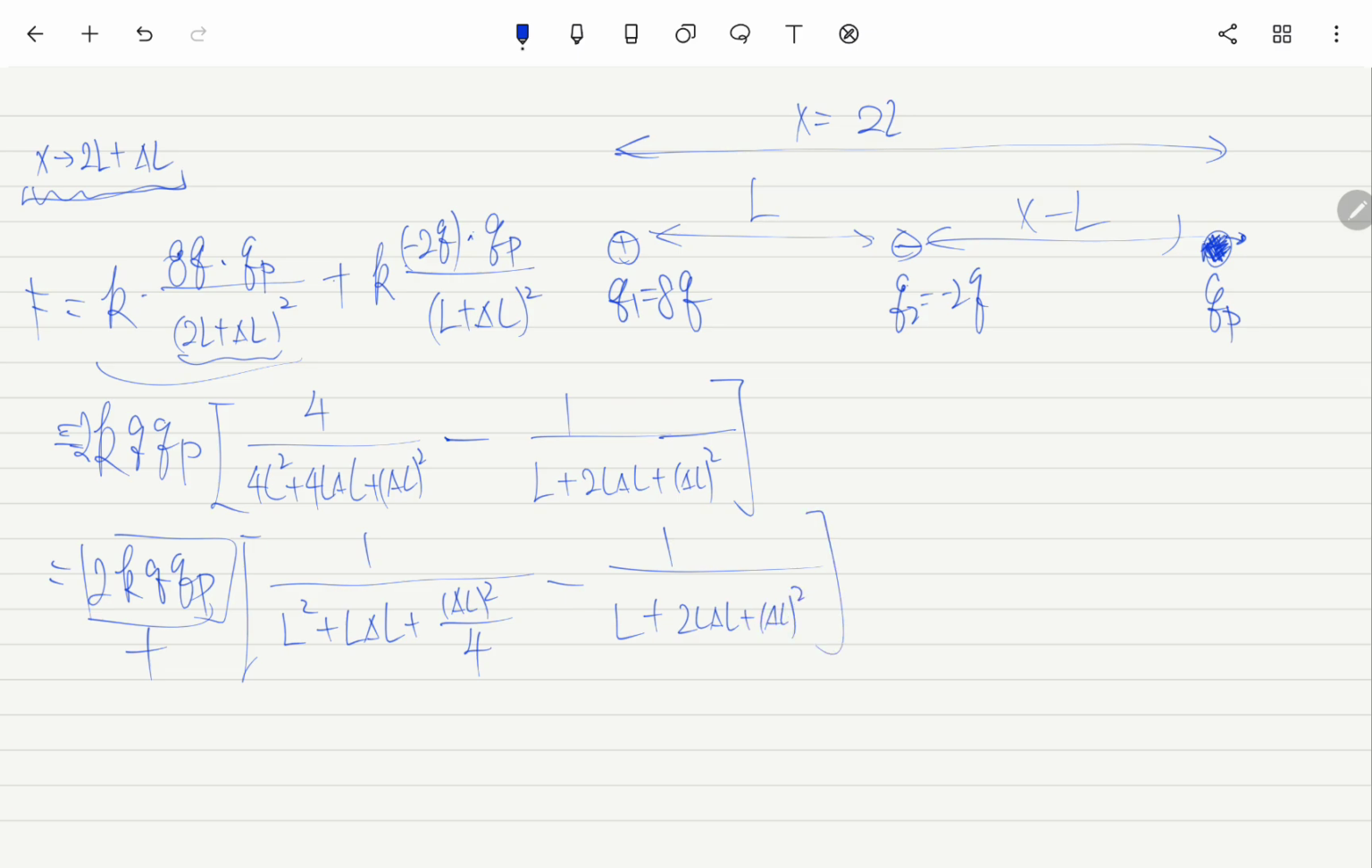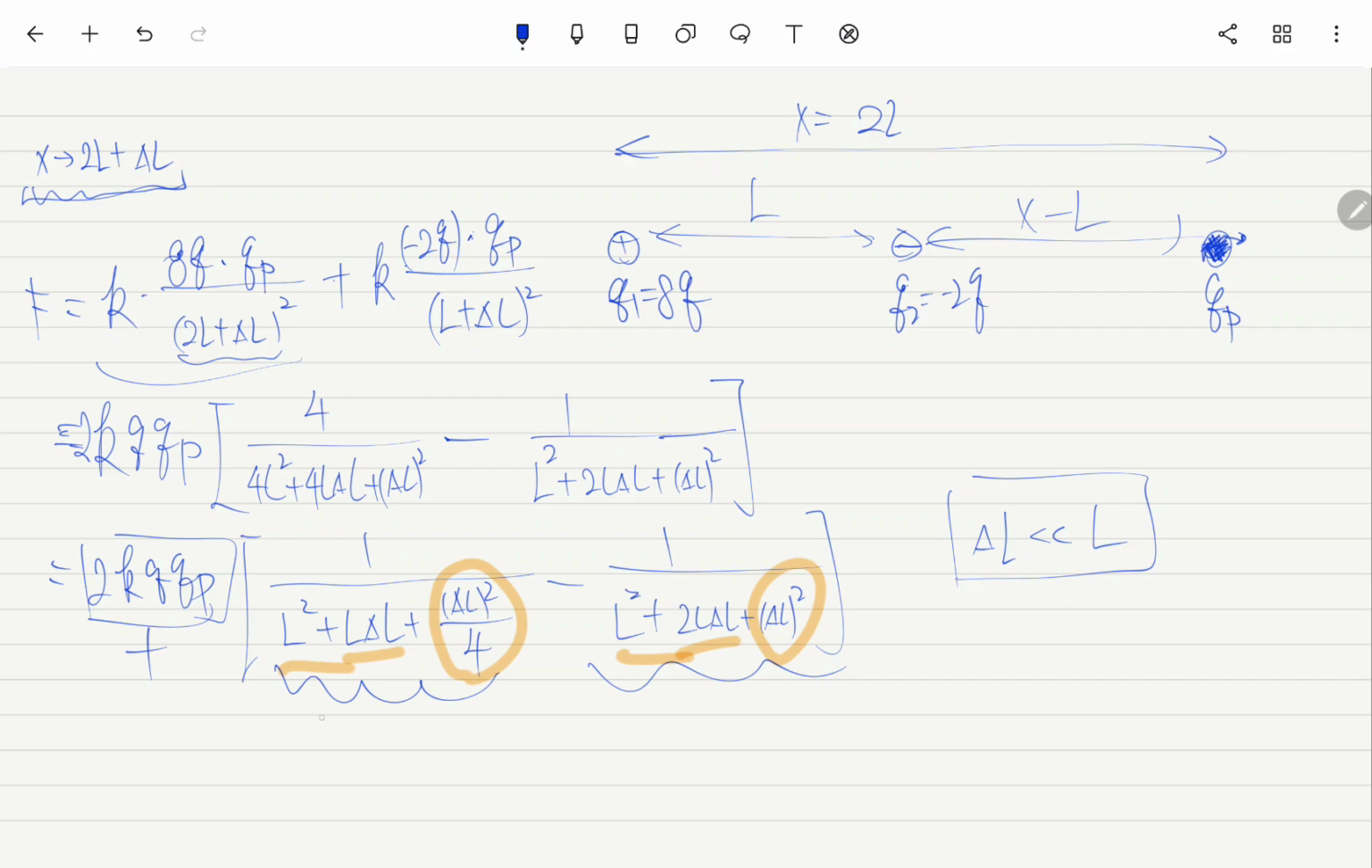Okay, so here we need to determine whether this one is larger or whether this one is larger. Of course here we try to assume that this delta L is much smaller than the original L. Okay, so in that case we can actually ignore this square term, because delta L is already very small. Delta L squared should be much smaller than the other term here. Okay, so here is still L squared.